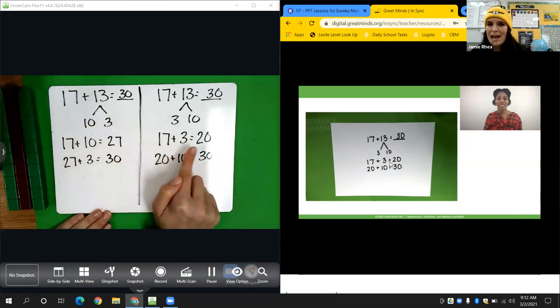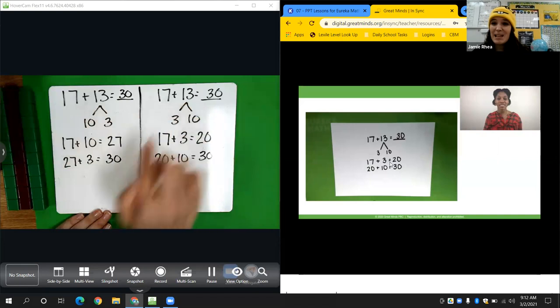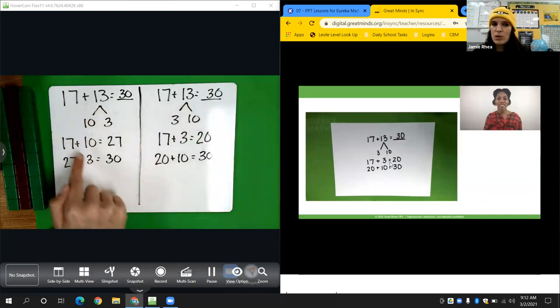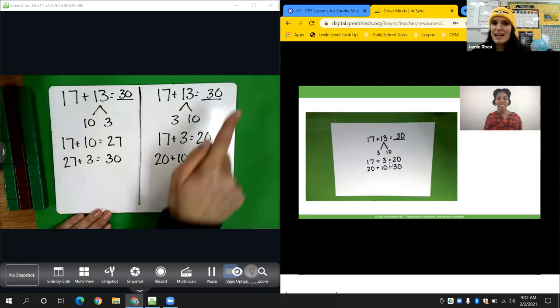This time, we added the ones first. See here? I added my 10 here. I still got the same answer. So even though our number bond is written differently, it's still the same number. And even though we wrote which one we added first differently, it's still the same answer.